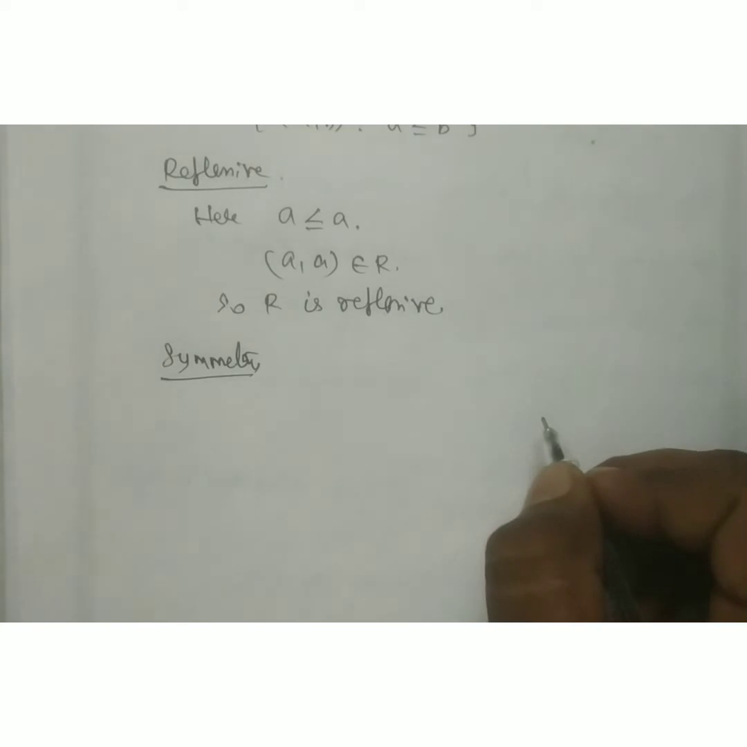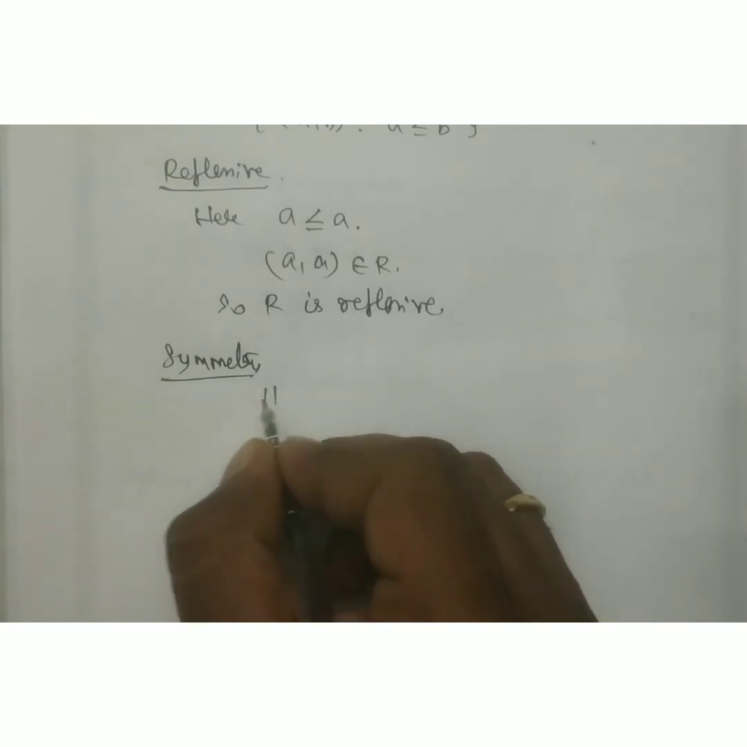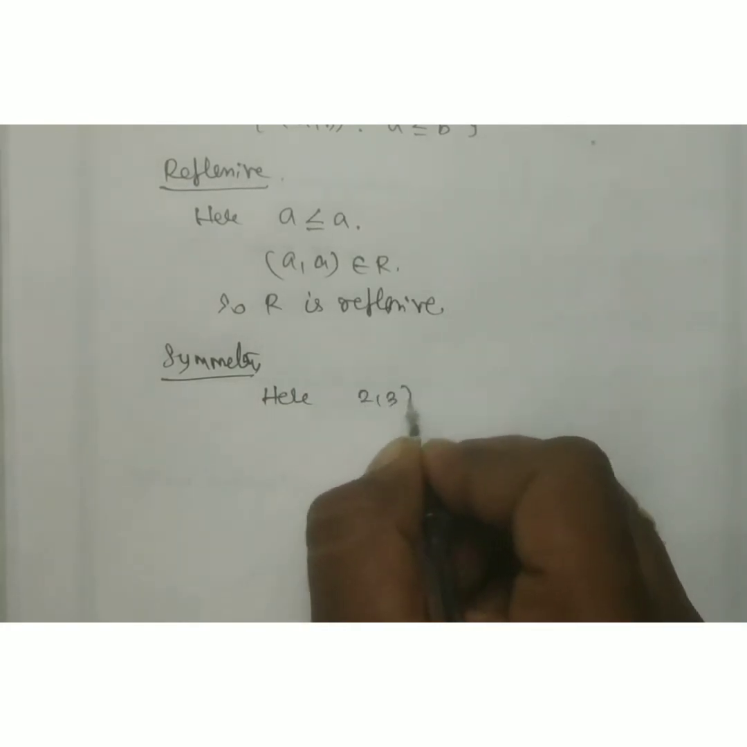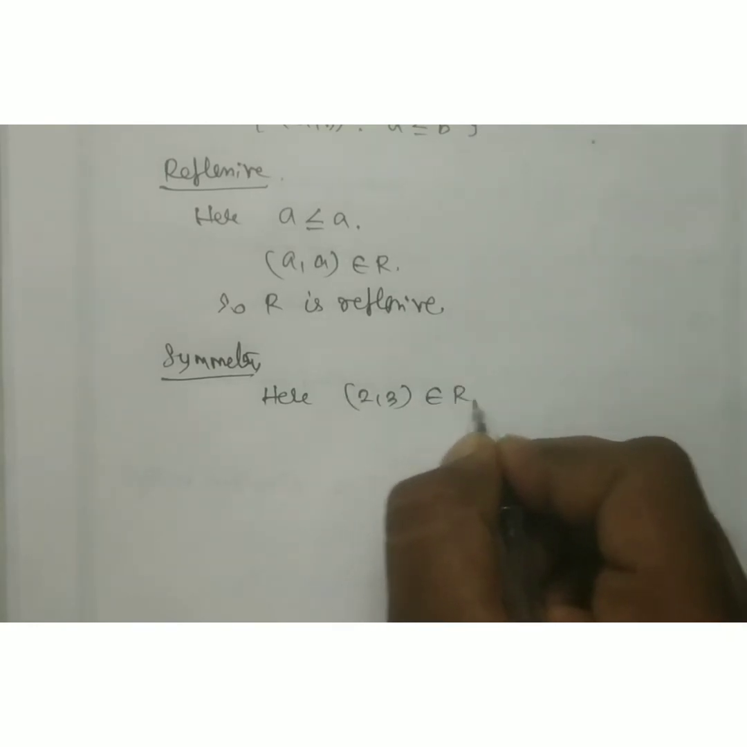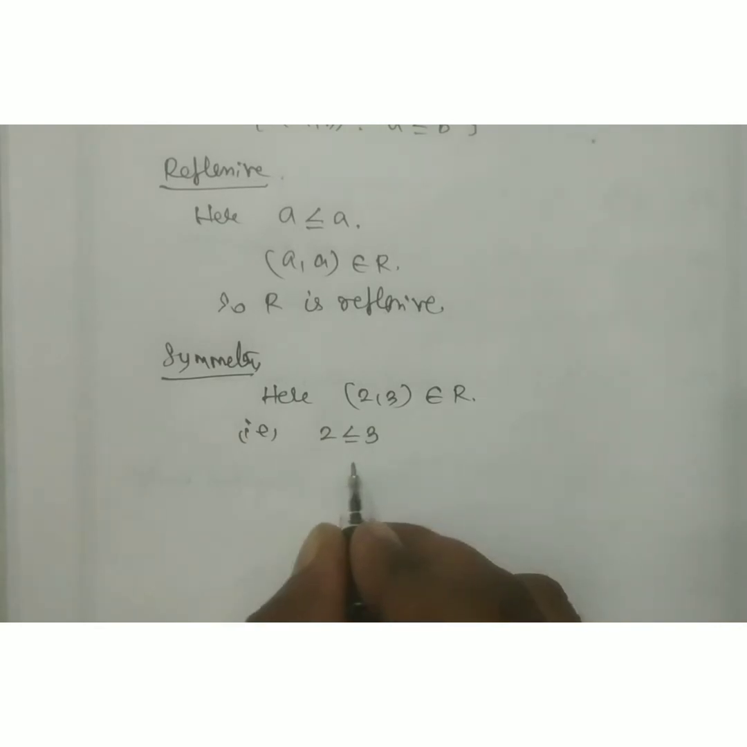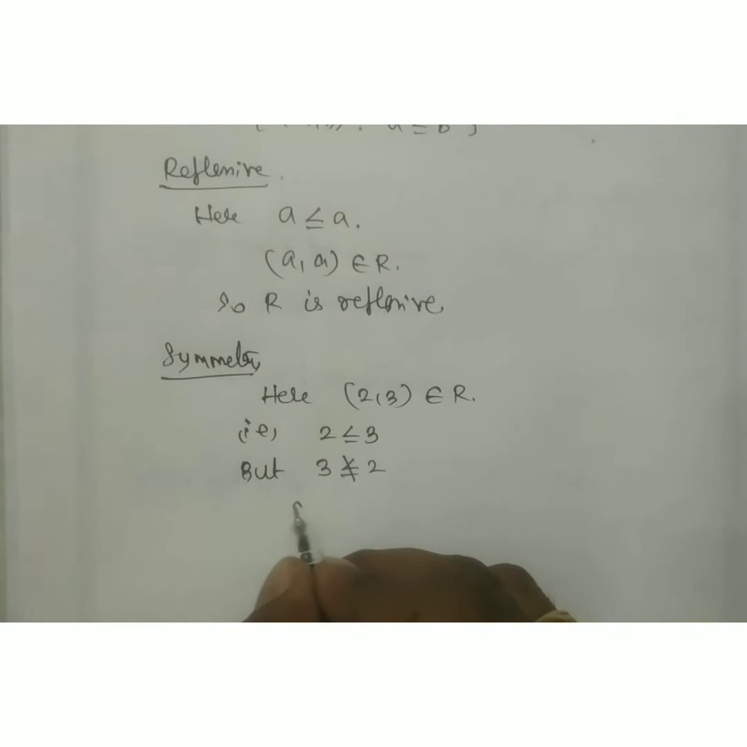What is symmetry? A comma B belongs to R means B comma A also belongs to R. For example, I can give one example. Here 2 comma 3 belongs to R, that is 2 is less than or equal to 3. But reversing that, 3 is not less than or equal to 2. Clear?